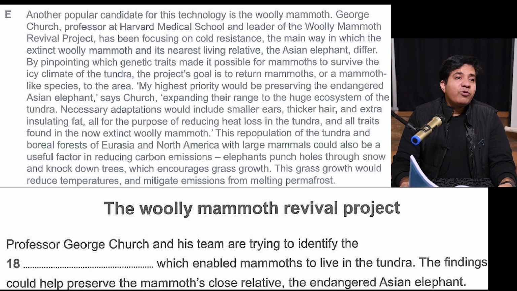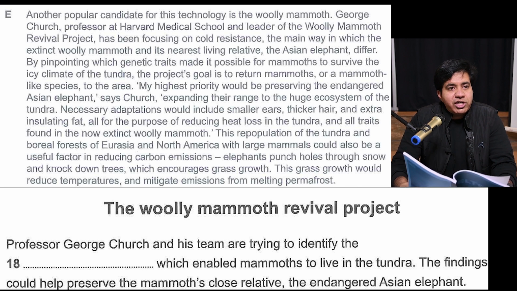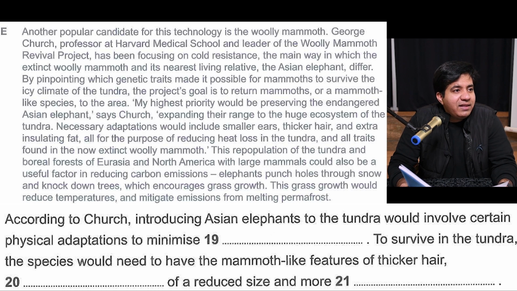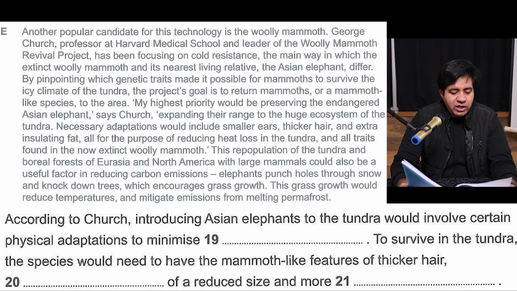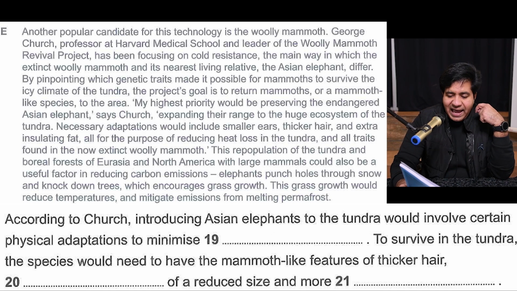Okay, there is only one question. Now you will come to the next one. According to Church, not the church building, the name of the person, introducing Asian elephants to the tundra would involve certain physical adaptations to minimize dash. Focus on the word minimize. Focus on the words Asian elephants. To minimize dash.